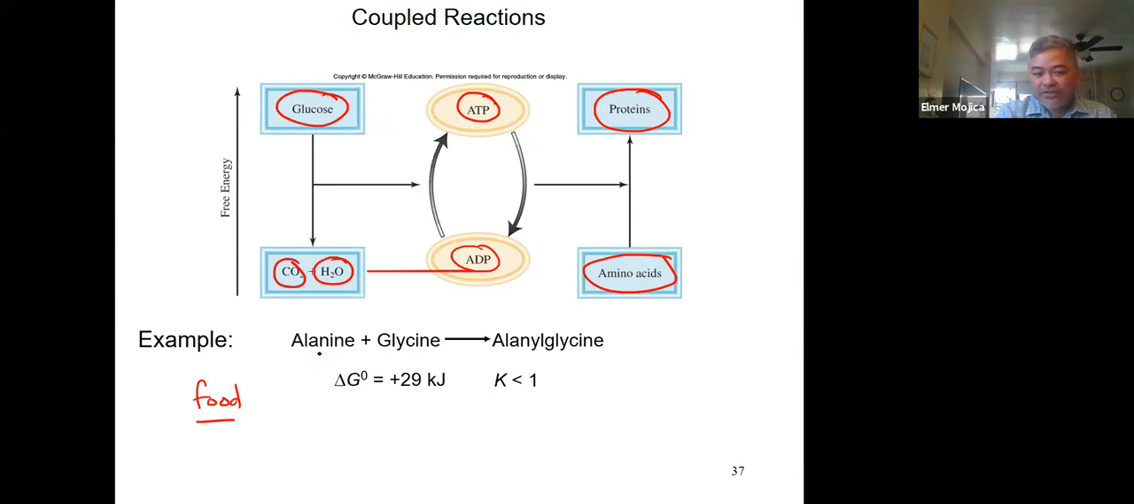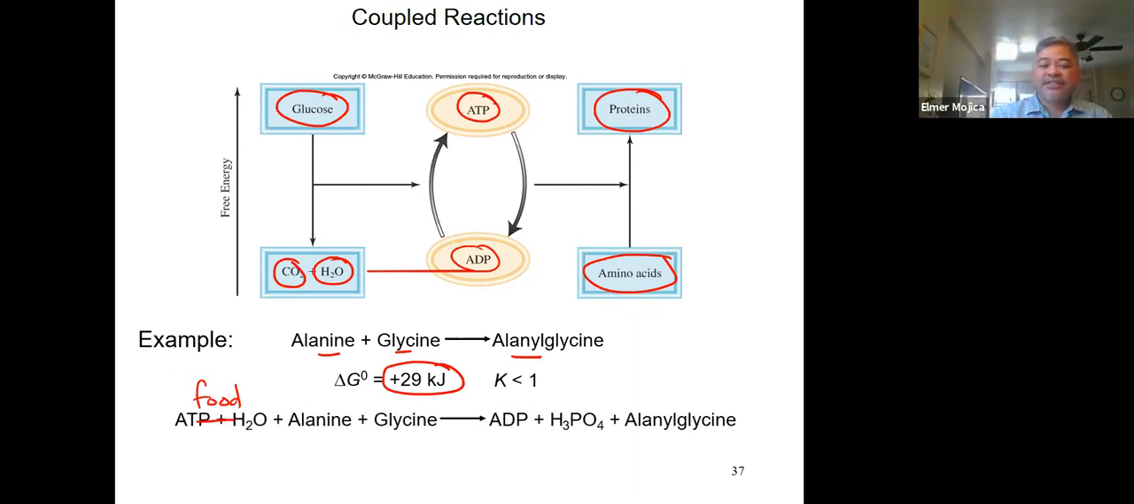If you have amino acids producing a dipeptide, you're going to have a positive delta G, which means it will not happen on its own because the delta G is positive, so it's non-spontaneous. But if you couple it with ATP and water, you're going to produce that product. Okay? And if you look at the delta G, it's -2. So the K is more than 1.